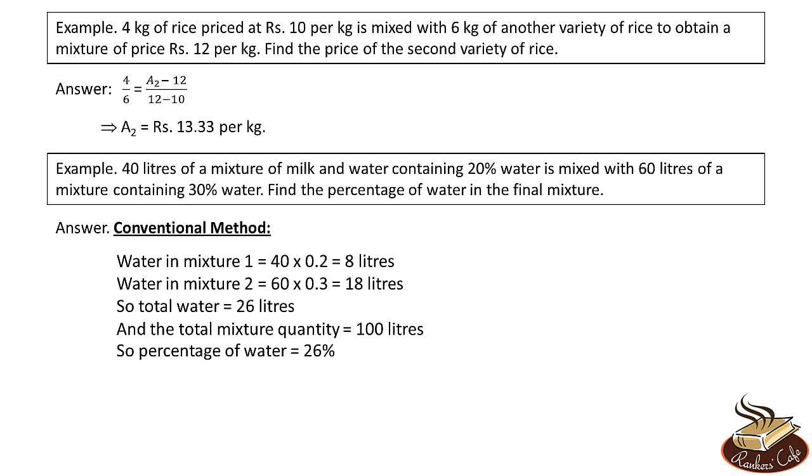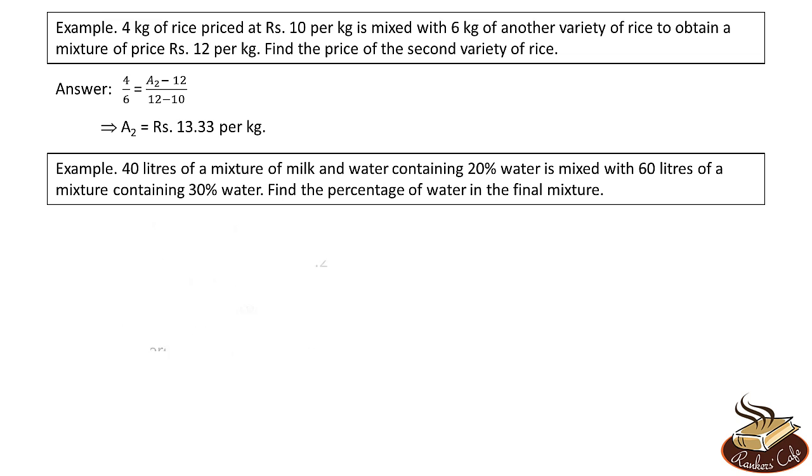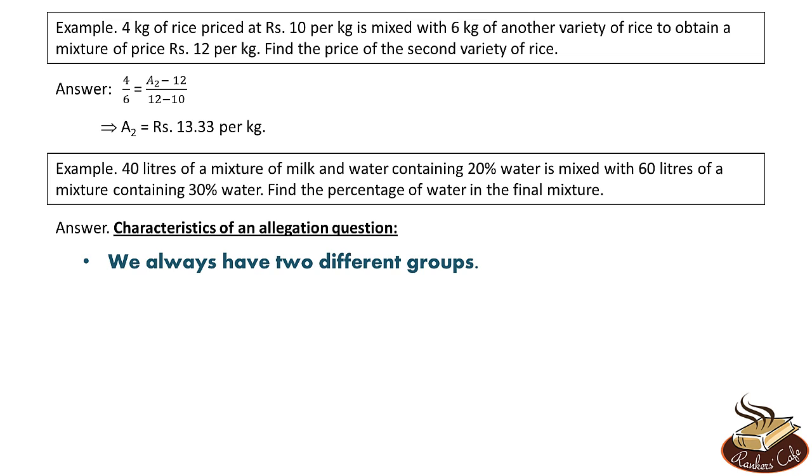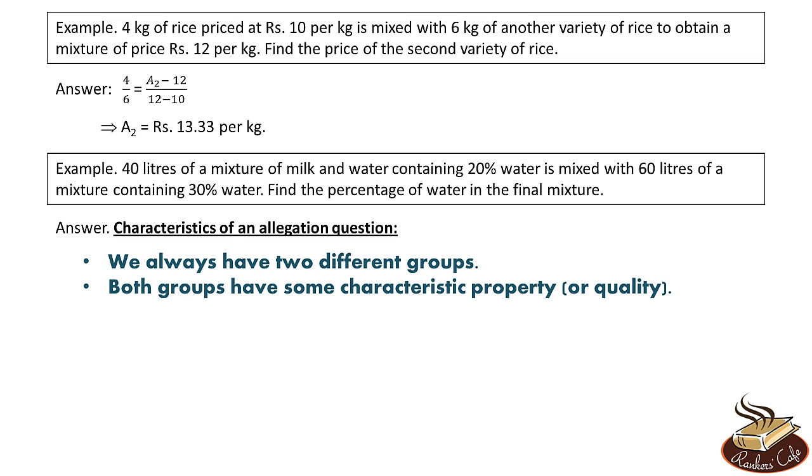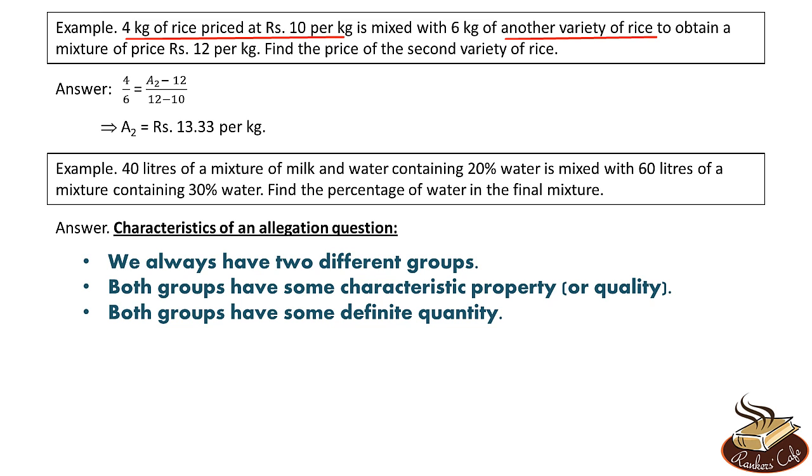And how do we solve it using alligations? First, we need to identify N1, N2, A1 and A2. But how do we know that this is a question on alligations? What are the characteristics of an alligation question? In an alligation question, we will always have two different groups, both of them having some characteristic property or quality and having some definite quantity. For example, in the previous example, we had two different groups, both groups of rice, but two different groups, right? Two different qualities of rice.